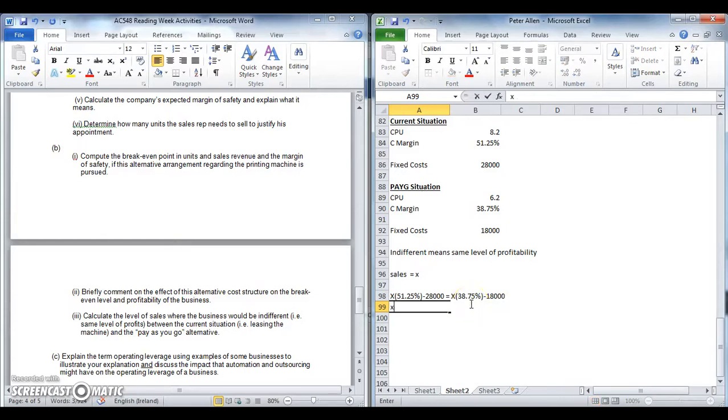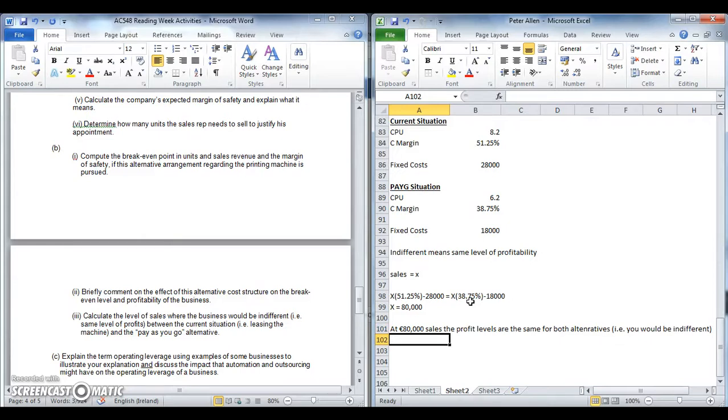And working that out, you will get your level of sales, which is X, equal to 80,000. Okay, so it essentially says at 80,000 sales, the profit levels are the same for both alternatives, i.e. you would be indifferent. Okay, so a slightly tricky one that you have to get your head around.